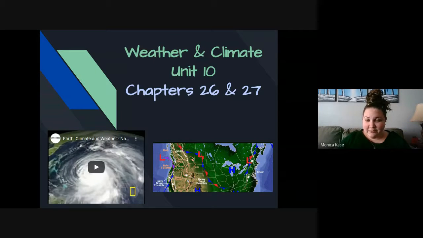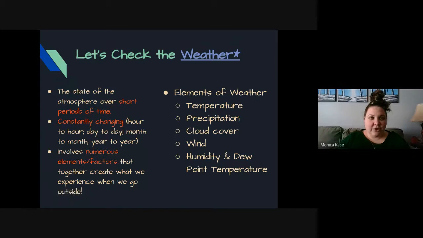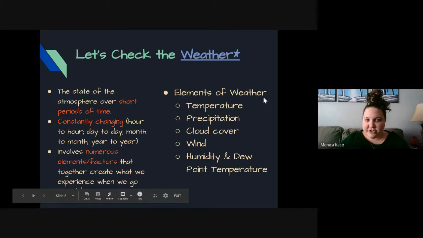This is Unit 10.1, Weather and Climate. We're going to do a little recap on what weather is. Right? It is the short-term period of time that tells us about how things are hour to hour, day to day, month to month, or even year to year. There are many factors that go into determining the weather, and you can see that list over here on the right-hand side: temperature, precipitation, cloud cover, wind, humidity, and a dew point temperature, which we're going to go into during this unit.